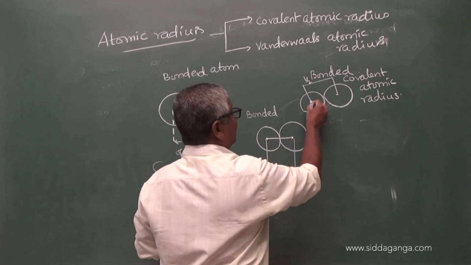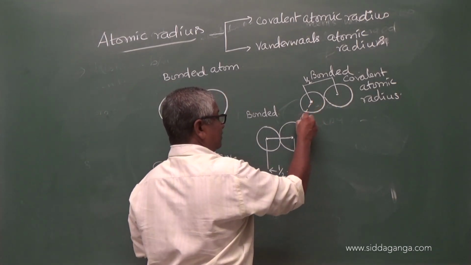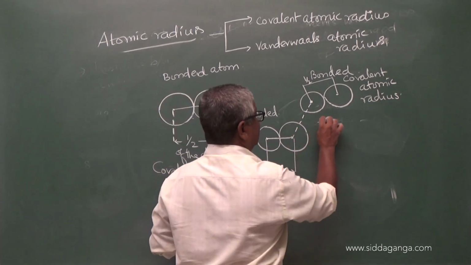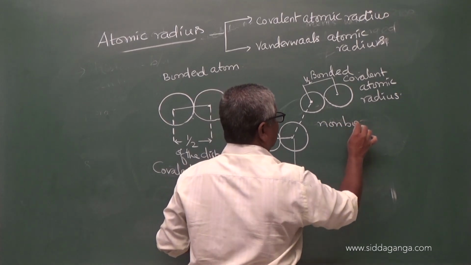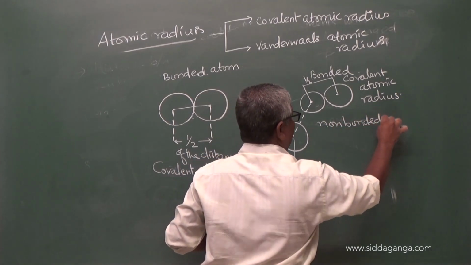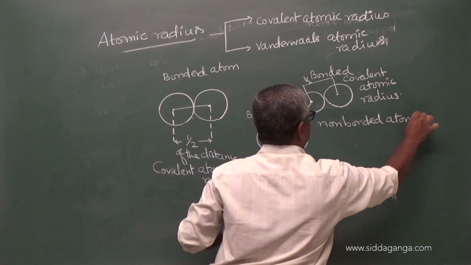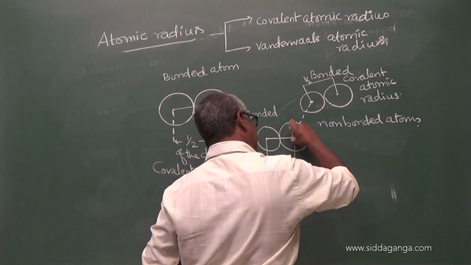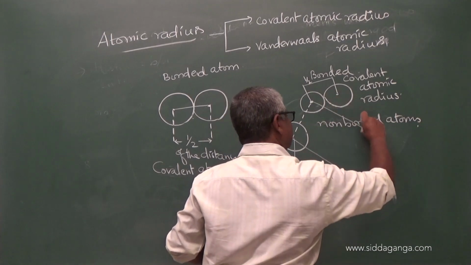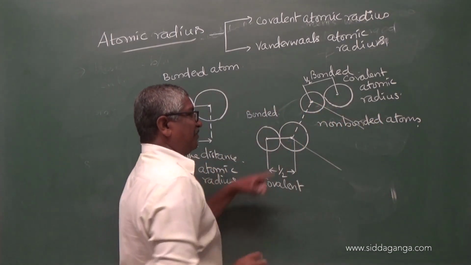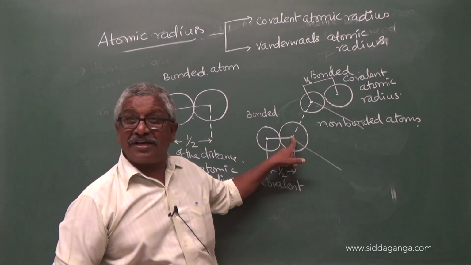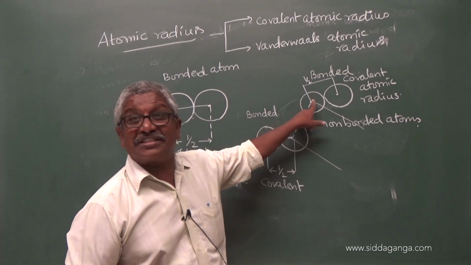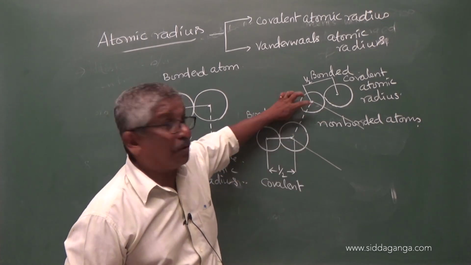Now we see, here I'll put dotted lines. This atom and this atom are non-bonded atoms. The two atoms are non-bonded atoms. So for this atom, the distance, you calculate from the center of the nucleus of one atom to the center of the nucleus of the other, non-bonded atom.